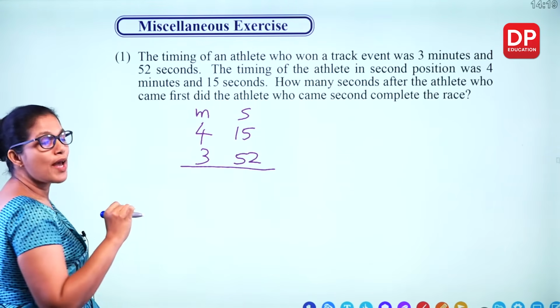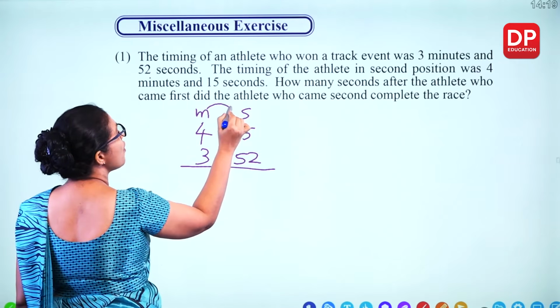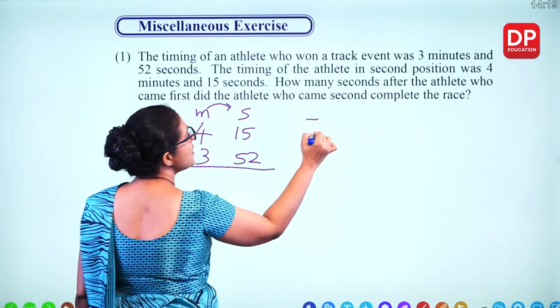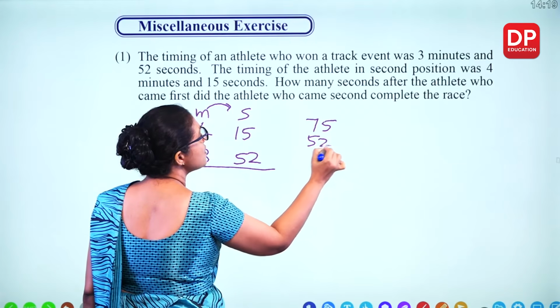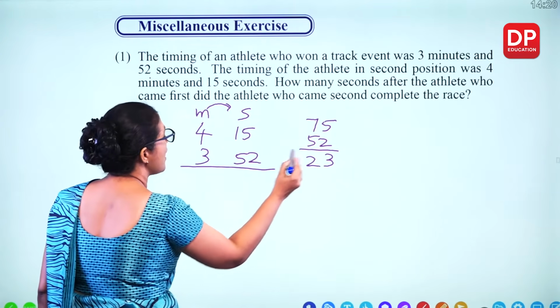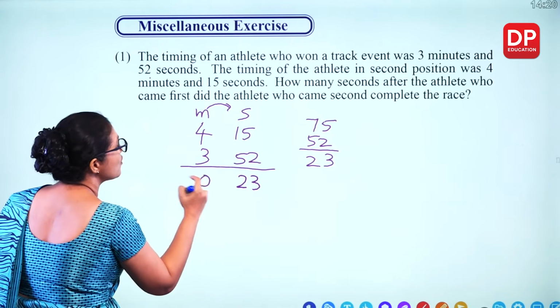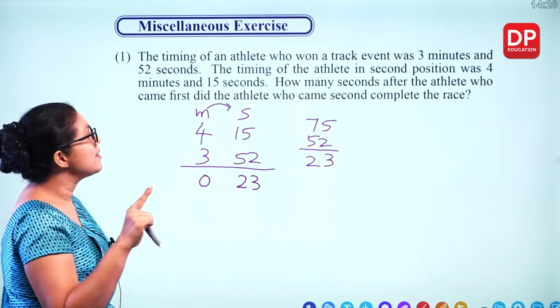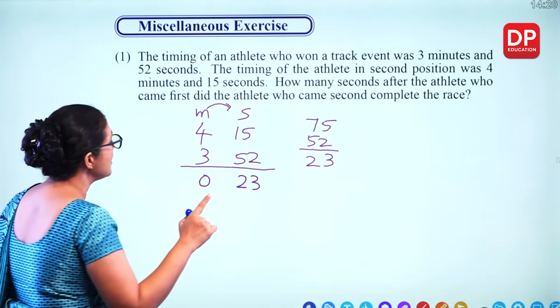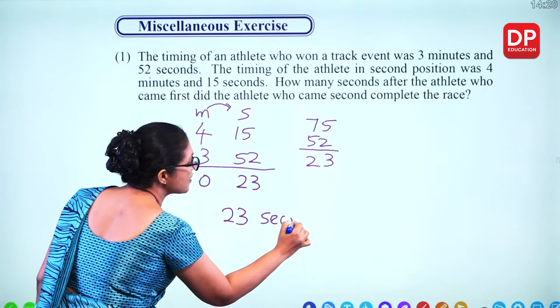So the difference we have to take. We can't subtract, so take 60 from there. 60 plus 15, 75. 75 minus 52, so the subtraction is 23. Then 3 minus 3, 0. So what's the difference between the first position and the second position? Only 23 seconds difference.